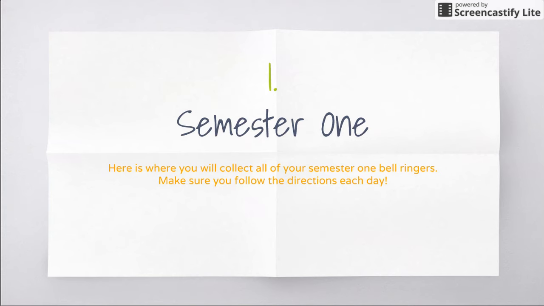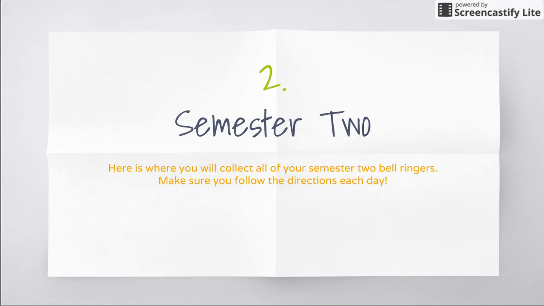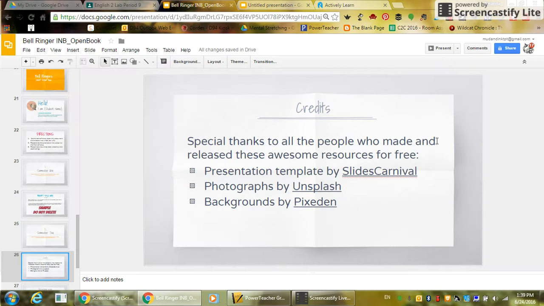So the notebook is broken into semesters. This is semester one. And then here's a sample of what I would expect students to fill in. So the prompt title goes at the beginning, the date goes below it, and then the space right there is where students would respond to the prompt. So here's where they would actually give their answer. Then there's a section for semester two, so you can see the separation between the two semesters, and then simply just a credits page.